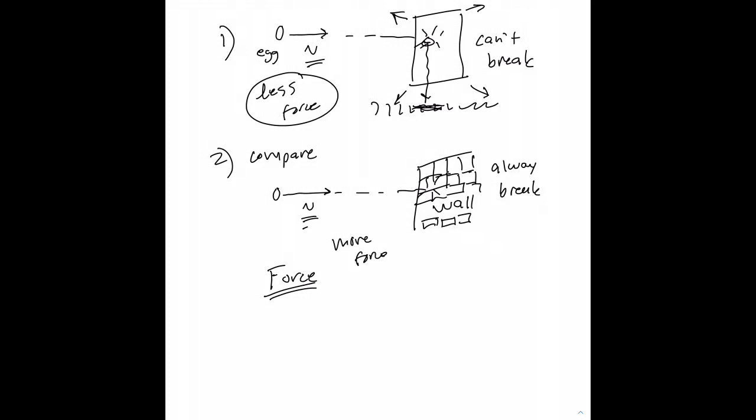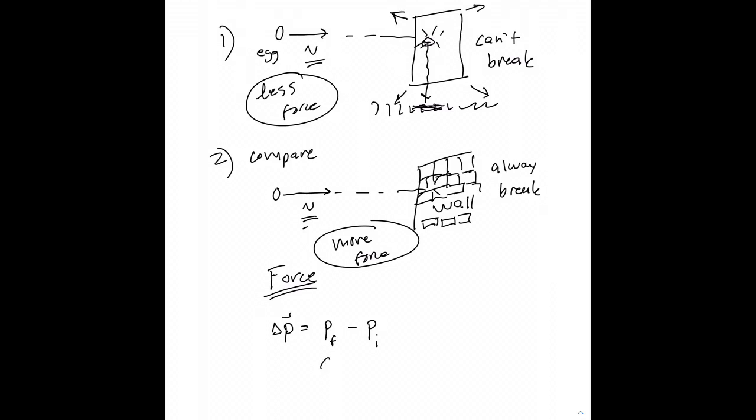Okay, why is that? Why is there more force in one case and less force in the other? Let's think about it. The momentum of the egg, or better yet, the change in momentum of the egg in each case is final momentum minus initial momentum.